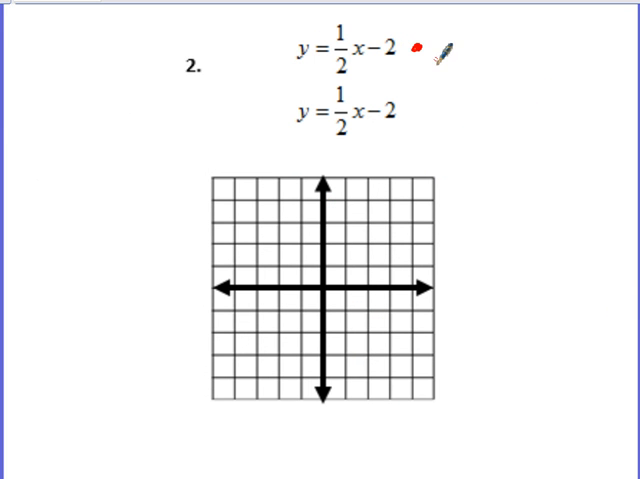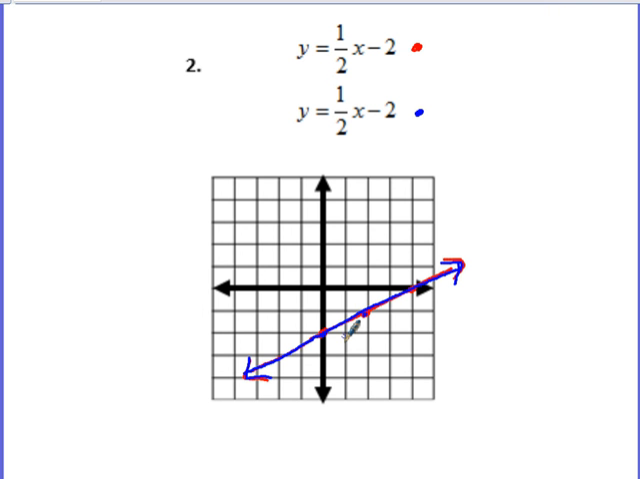Alright, now here's the second example. So I have 1/2 x minus 2. So I have negative 2 as my y-intercept, and then I'm going to go up 1 over 2, up 1 over 2, and draw my line. Then the second equation in the system is also 1/2 x minus 2. So it's the exact same line. So they are right on top of each other.